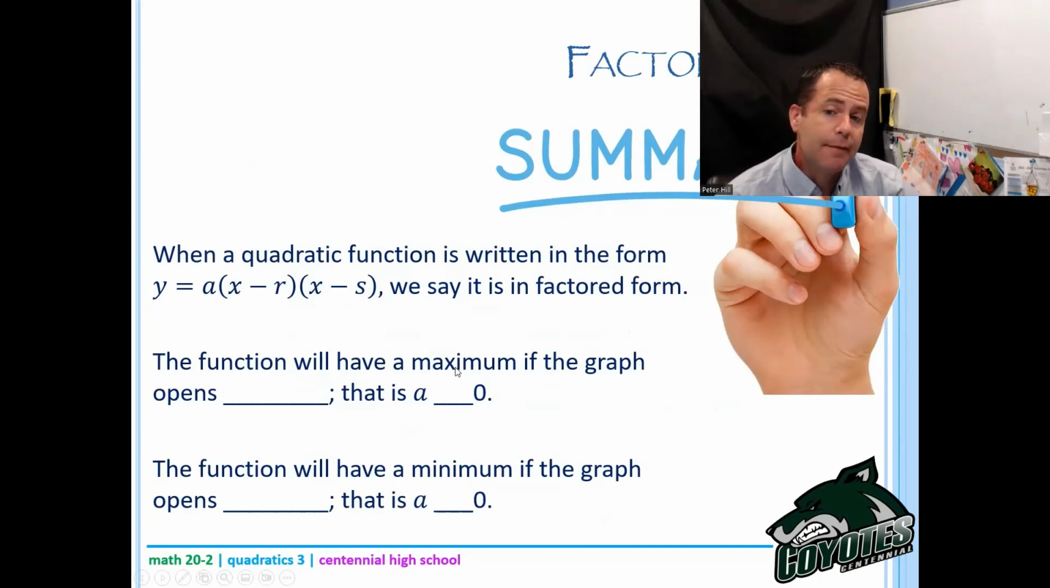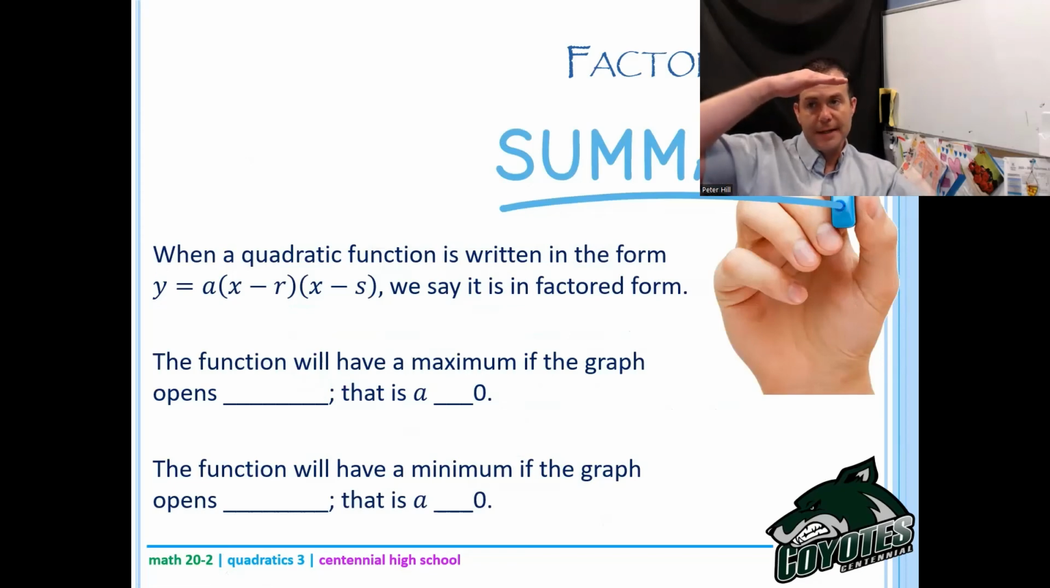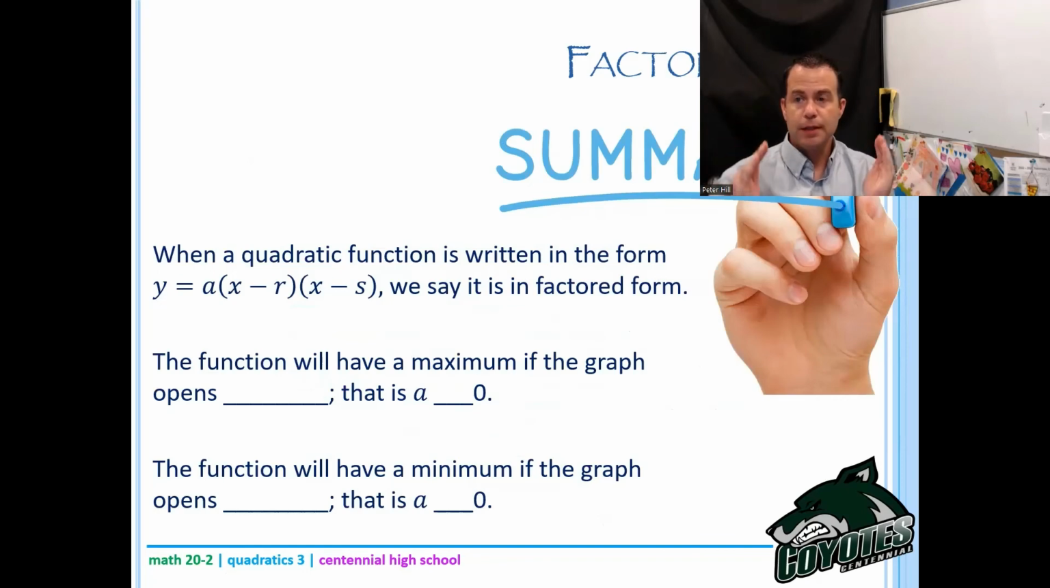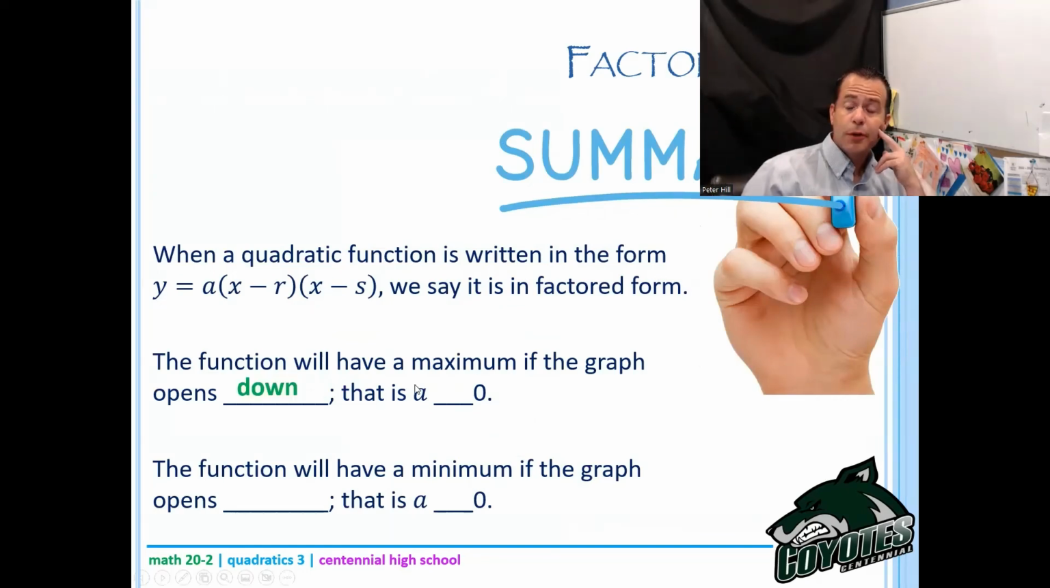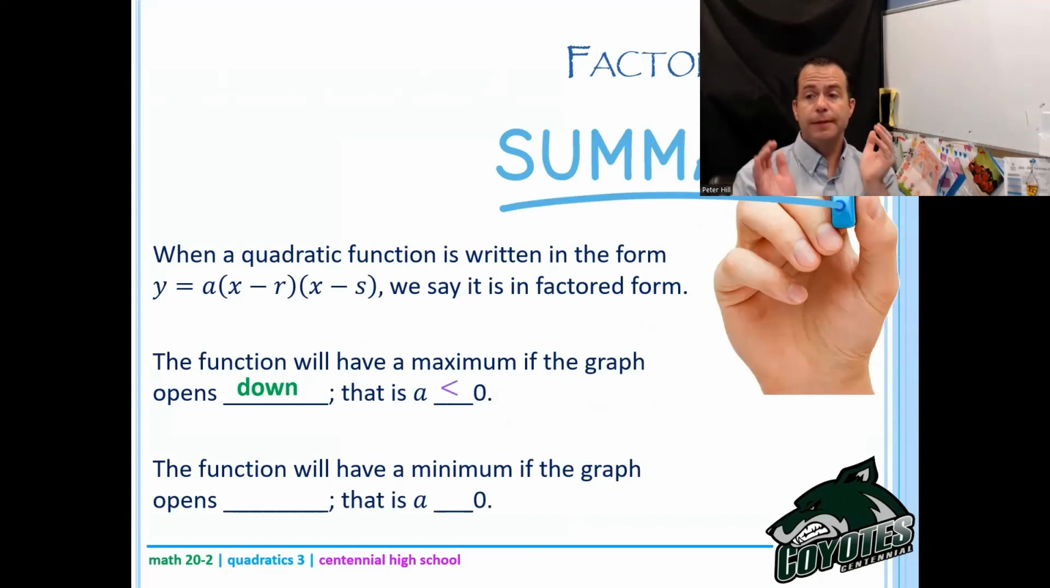The function will have a maximum if the graph opens... well, if I need a top, the graph has to open down, and that works if a is less than 0. Okay, now the function will have a minimum if the graph opens... if I need a minimum, I need to open up so that I have a bottom. So it will open up, and that works if a is greater than 0.